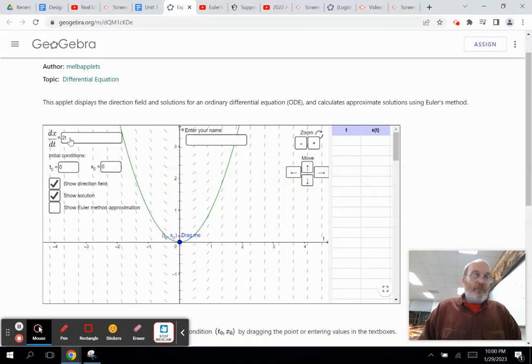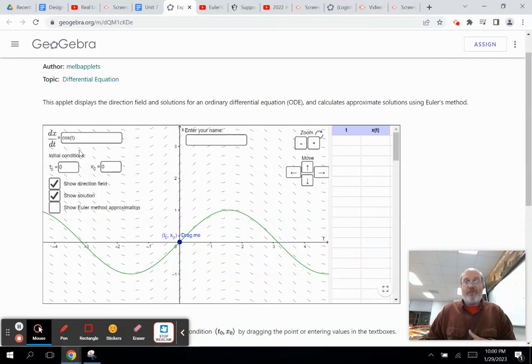I'm not sure if this will do cosine t or not, but I'm going to try it, because I should see, you know what I should see if this derivative is cosine t. I should see sine t, right? Let's see if it gives it to us. And it does. That's the graph of sine t.